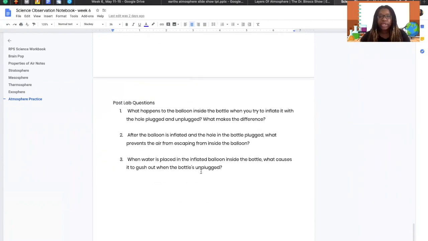So what happens to the balloon inside the bottle when you try to inflate it with the hole plugged and unplugged, and what makes the difference? After the balloon is inflated and the hole in the bottle is plugged, what prevents the air from escaping the balloon? And when water is placed in the inflated balloon inside the bottle, what causes it to gush out when the bottle is unplugged?